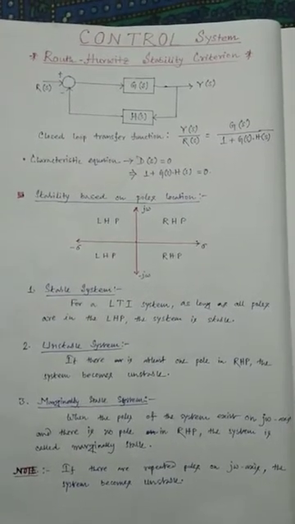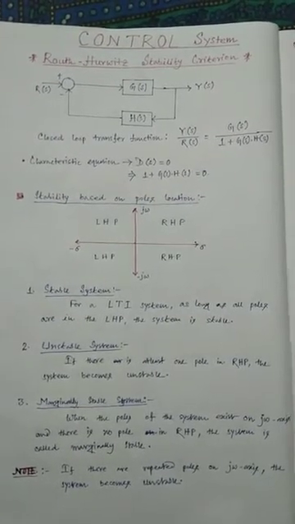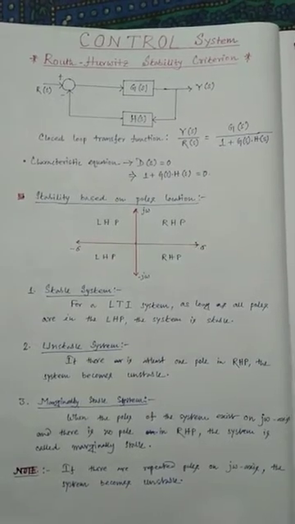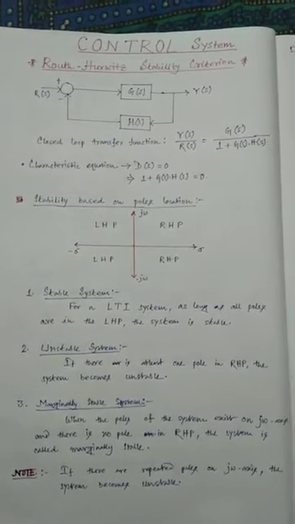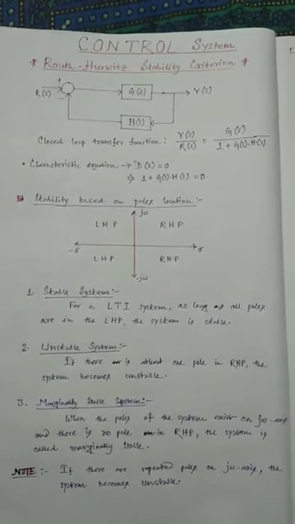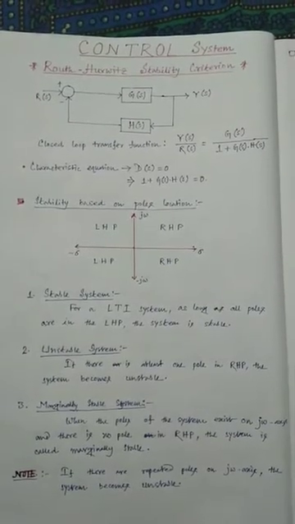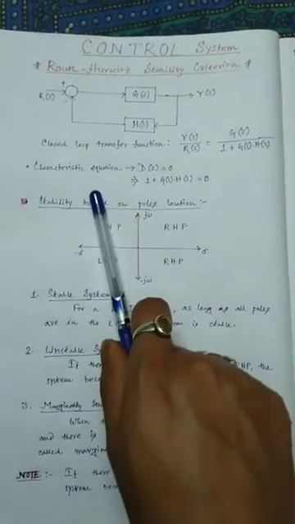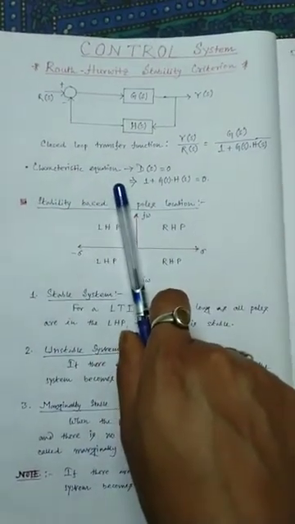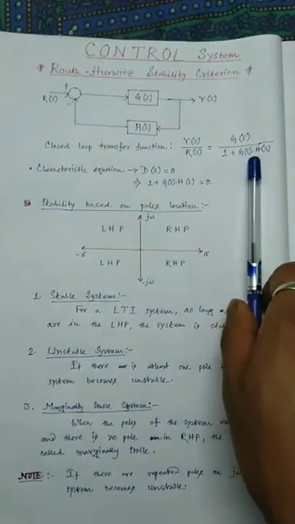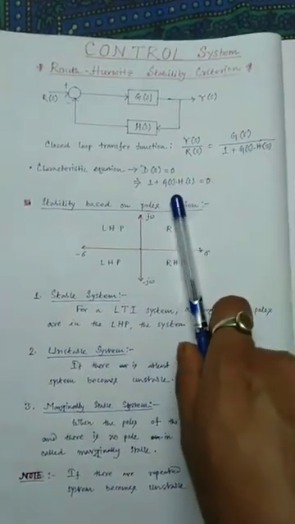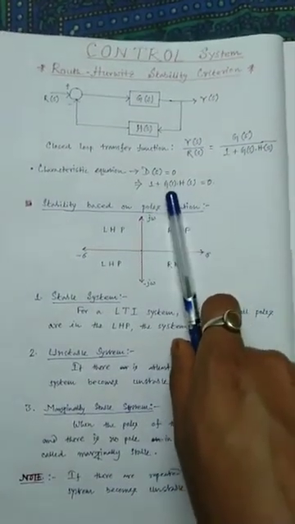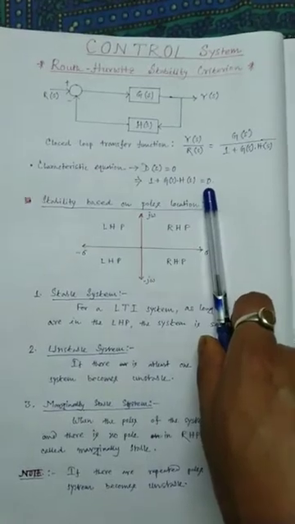Here, you can see a closed loop system whose transfer function is G(s) by 1 plus G(s) into H(s). Now, what is the characteristic equation? The characteristic equation is the denominator polynomial of this transfer function equal to 0. That is, 1 plus G(s) into H(s) equals 0.